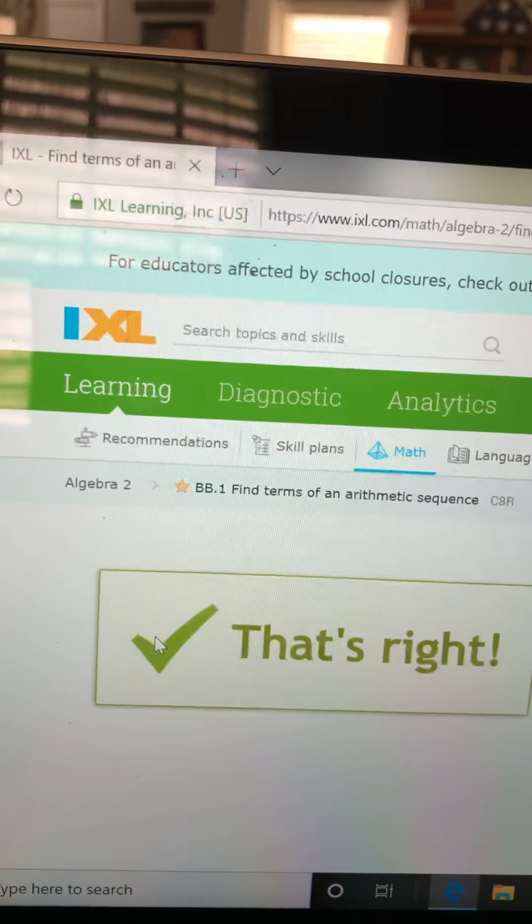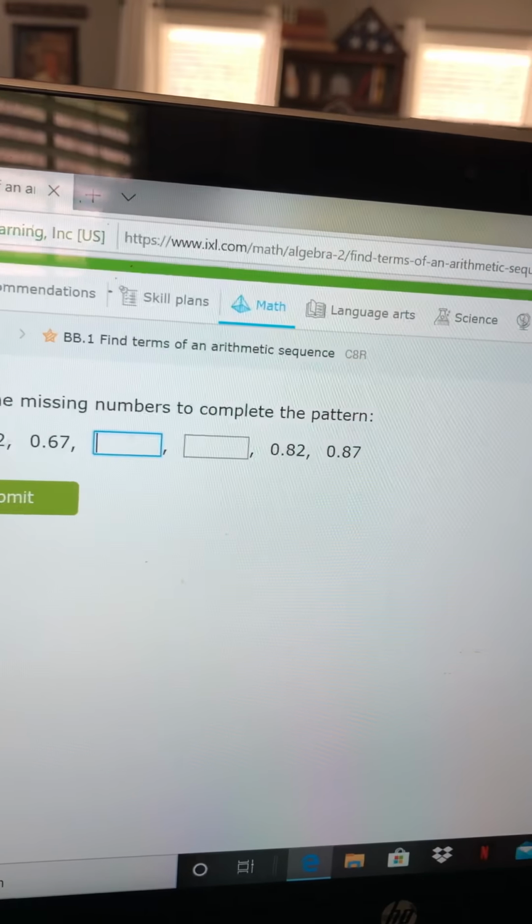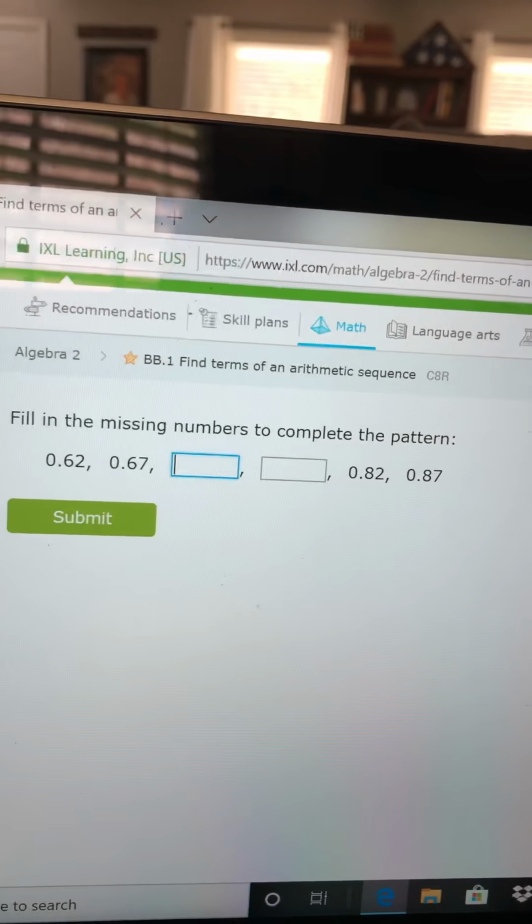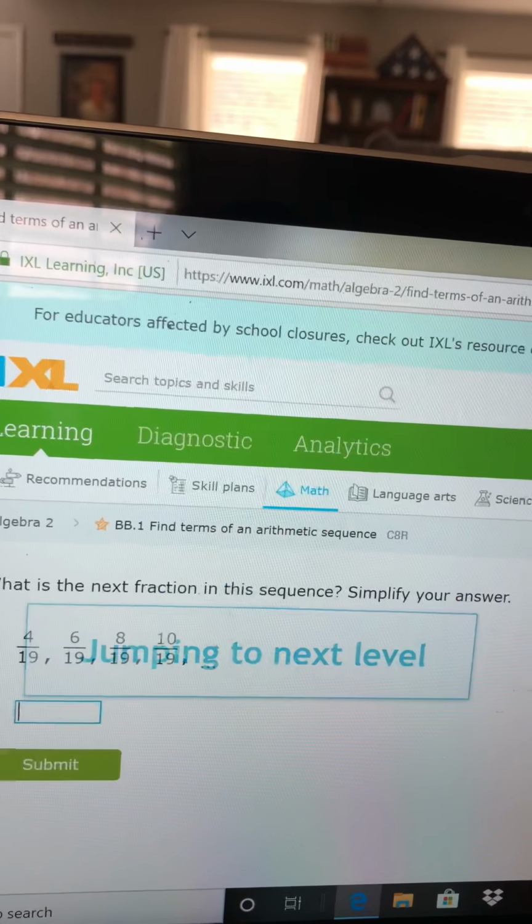I'm going to jump ahead and make sure. This one just has decimals, so it looks like it's going from 3.0 to 3.1. It's going up 0.1 each time. So 2.7, 2.8, and then 2.9 go here. Again, it's just decimals. Figure out how much it's going up each time. Let's jump ahead and see.